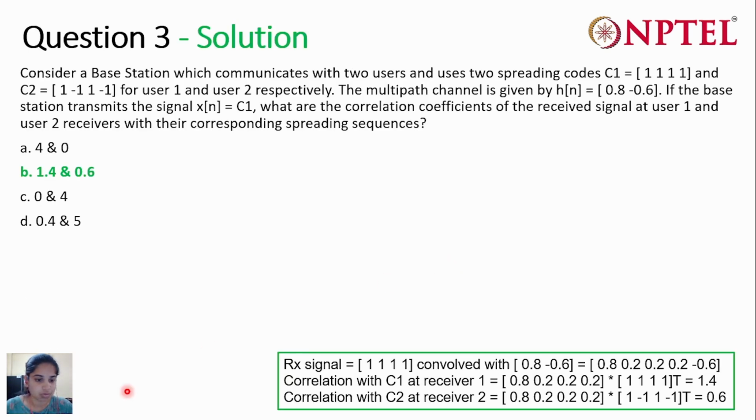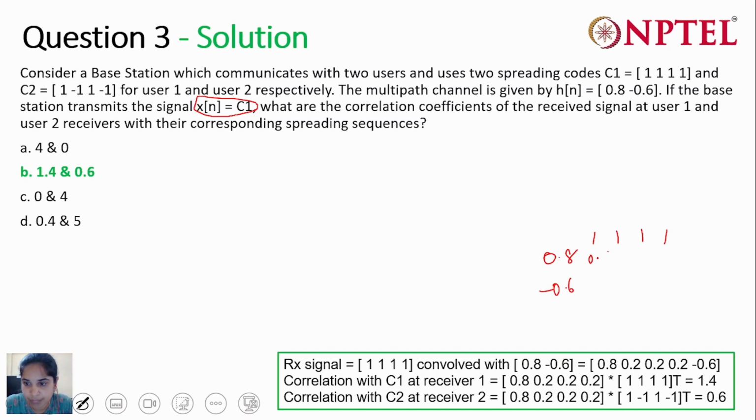Okay, so let's see how to solve the problem. What we are sending is C1. So C1 will pass through the channel h[n] and then it will be received. The received signal will be 1 1 1 1 convolved with 0.8 and -0.6. So basically we do the convolution of 1 1 1 1 with 0.8 and -0.6.